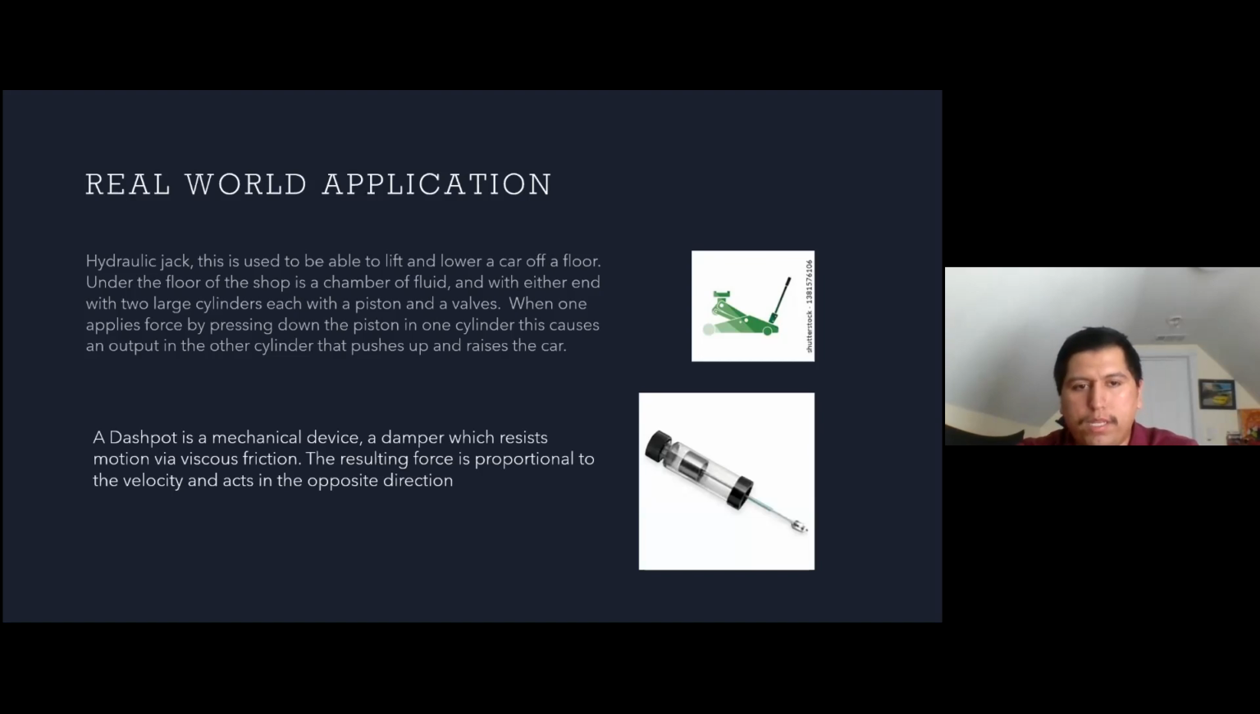And then my problem shows a dashpot, which is a mechanical device, a damper which resists motion via viscous friction. The resulting force is proportional to the velocity and acts in the opposite direction. As you can see in the picture, there's a piston inside the chamber with a rod that goes up and down and moves the fluid.